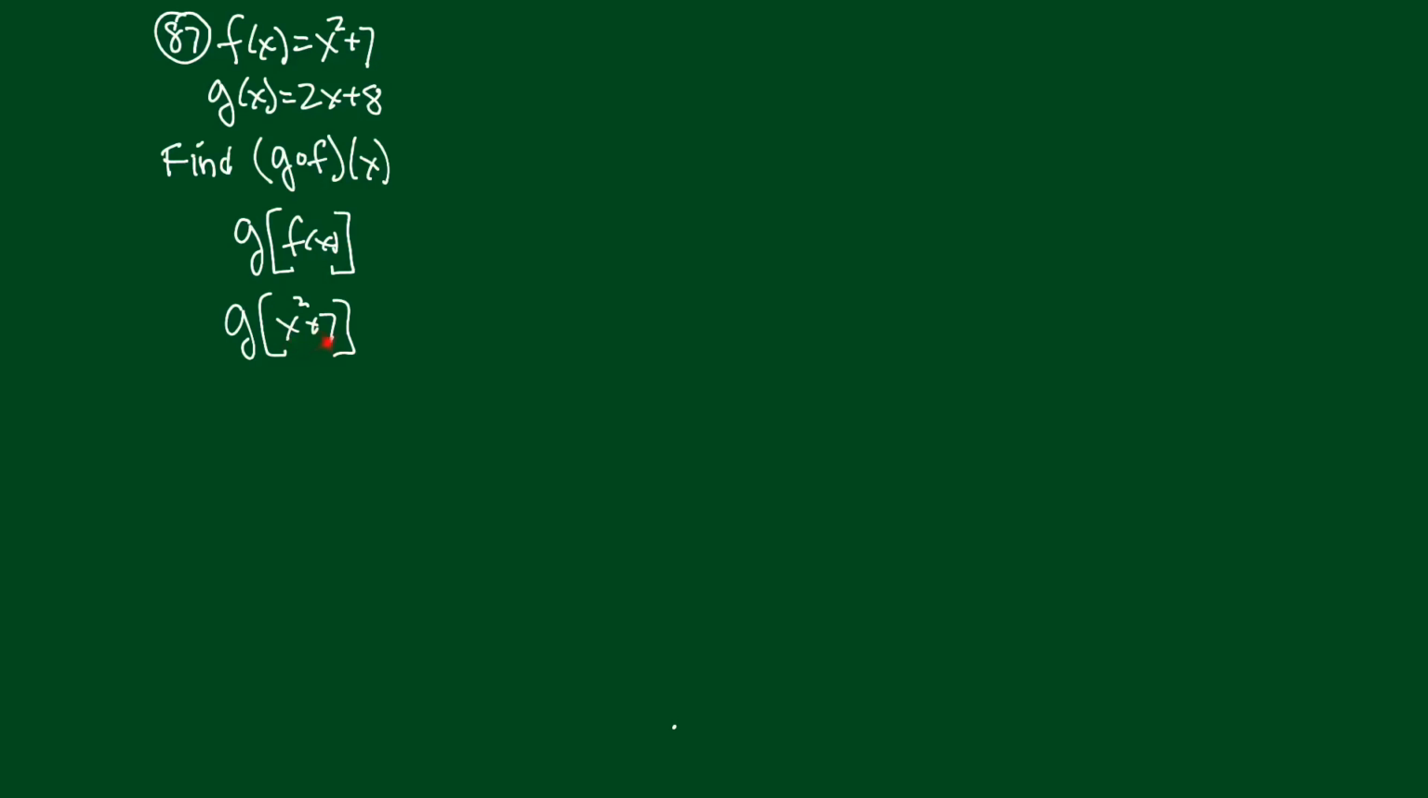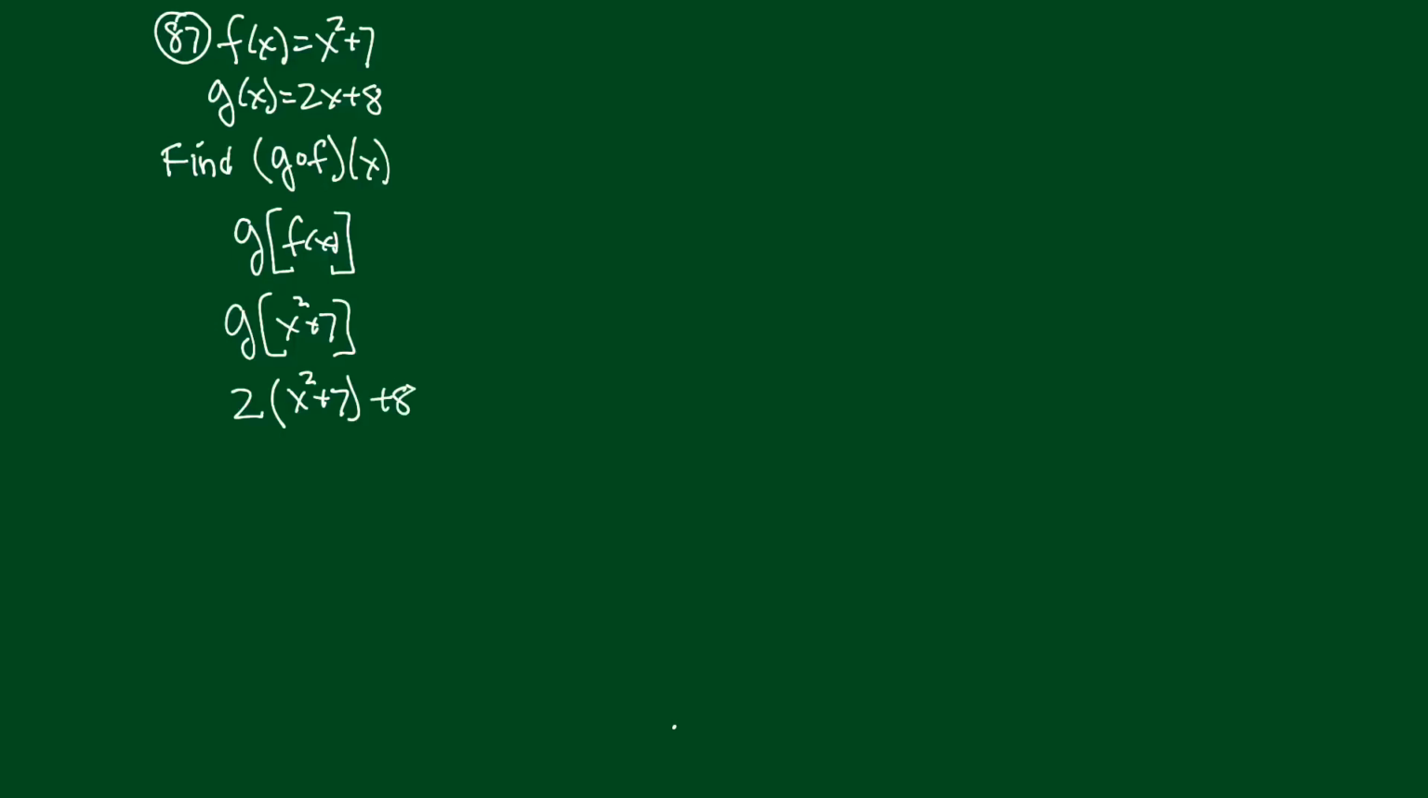And now what do you do with the x squared plus 7? You process it with g. So you locate g right here, and you can see that that x has been replaced with x squared plus 7. So that tells you to replace all the x's with x squared plus 7. So that x right there, I'm going to replace that with x squared plus 7. So we will get 2, and then the x is holding the place for that x squared plus 7.